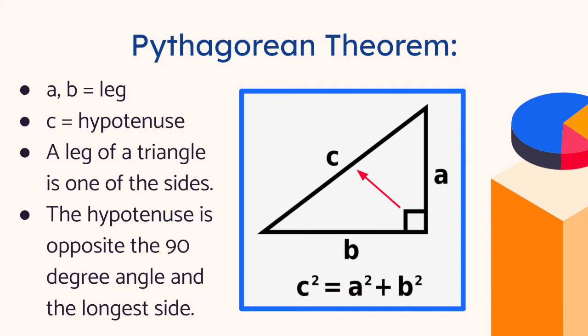For a right triangle, there are three sides represented by the variables a, b, and c. A and b are known as the legs of the triangle, and a leg of the triangle is one of the sides. C is referred to as the hypotenuse. The hypotenuse is opposite the 90-degree angle, which you can tell from the red arrow, and it is also the longest side.